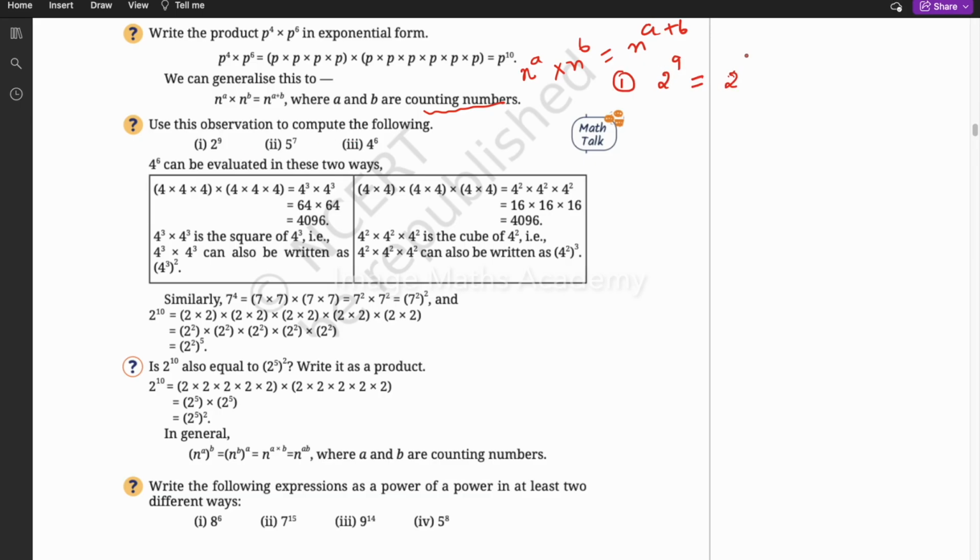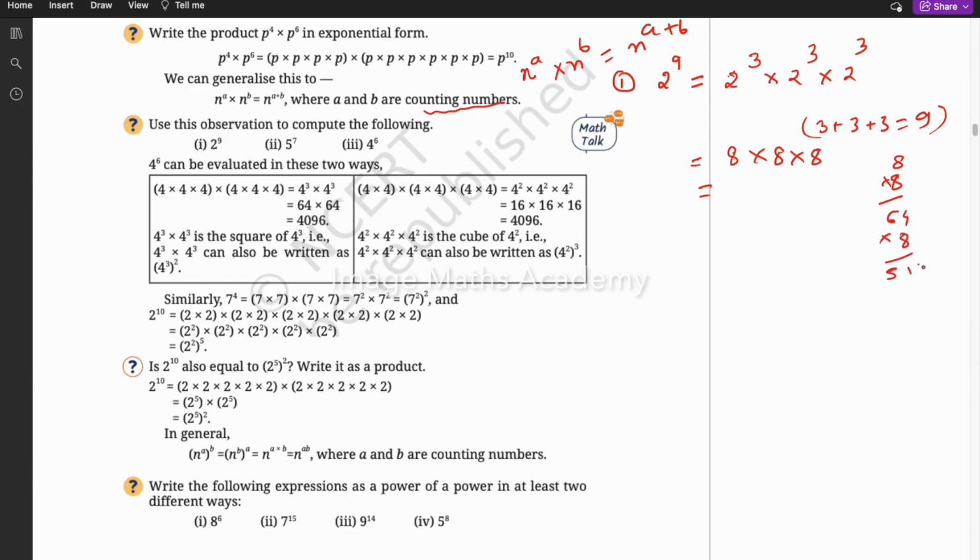So here you can write this as, using the above n to the power a multiplied by n to the power b equal to n to the power a plus b, we will write 2 to the power 9 as 2 to the power 3 multiplied by 2 to the power 3 multiplied by 2 to the power 3. 3 plus 3 plus 3, powers is equal to 9. And 2 to the power 3 क्या है? 8 multiplied by 8 multiplied by 8, which is equal to, तीनों का multiplication करेंगे, 8 multiplied by 8 is 64, and 64 multiplied by 8 is 512.